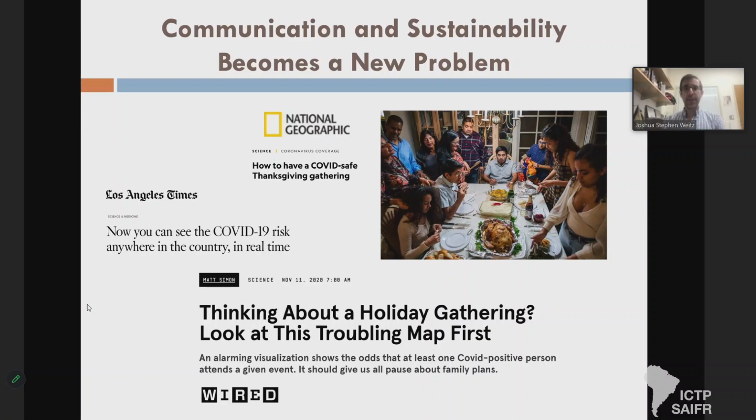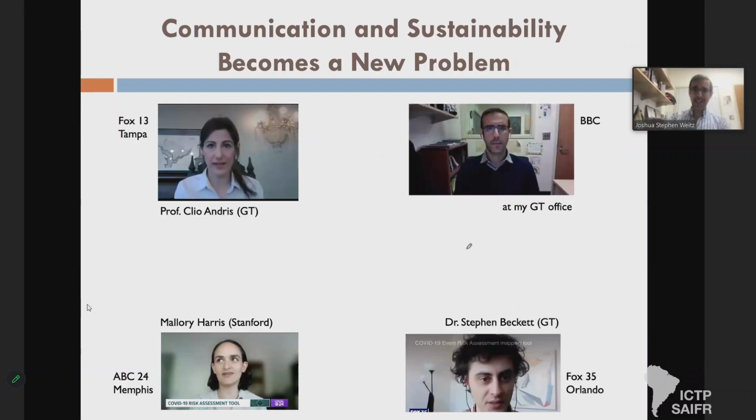This became another issue. I think I'm more or less in the same position, except I'm wearing a sweater. It's the same place, sitting in my office, talking to people. Collaborator Cleo Andrus did the GIS visualization. She was our GIS lead. There's Stephen on Fox 35 Orlando, a collaborator from Stanford. We all tried to communicate to the public as much as we could what the tool meant, what it didn't do. And so the communication part was absolutely essential and took time.